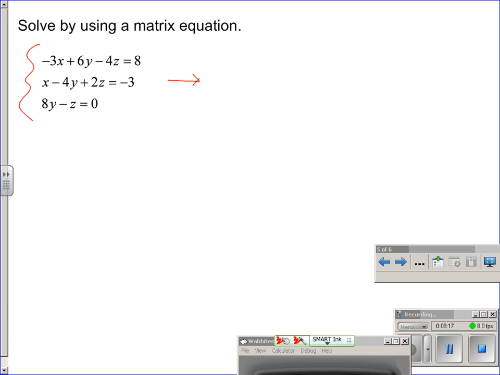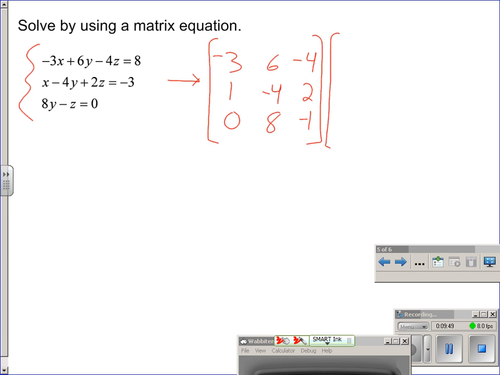So matrix A is your coefficient matrix. Everything is lined up, X's and Y's and Z's. So negative 3, 6, negative 4. The second row is from the second equation. 1, negative 4, 2. Notice in the third equation, there are no X's. My first column is the X's, so we need a placeholder. There are 0 X's. 8Y, negative 1 for Z. This is matrix A.